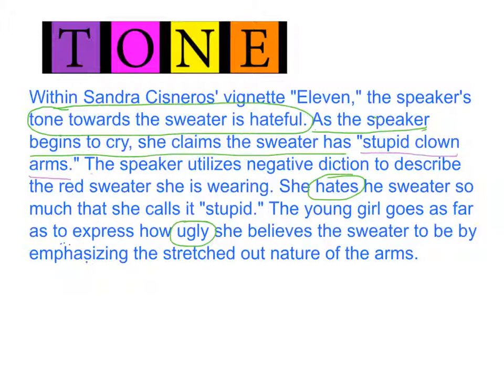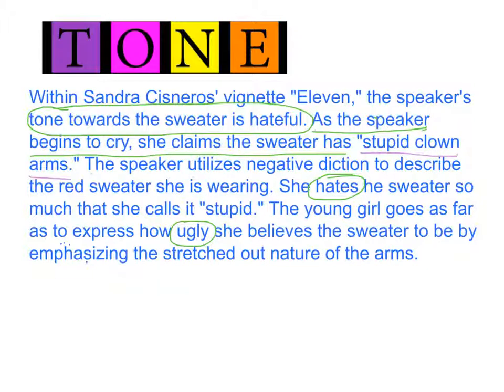Before we review my link, I have circled in green the words that tie back to my claim or my inference that the speaker's tone towards the sweater is hateful. Notice in the link that I use the word hate again and the word ugly. Remember, my goal is to prove how the quote, "stupid clown arms," proves the speaker feels hateful towards the sweater. Thus, my link reads as follows.